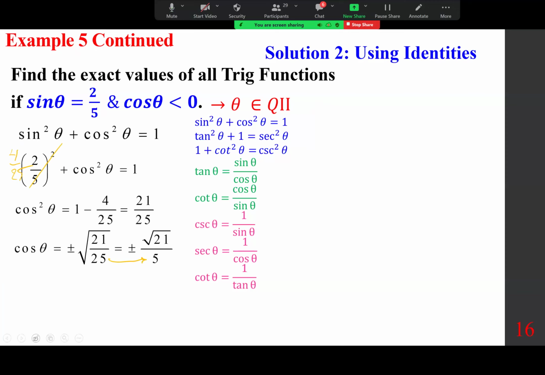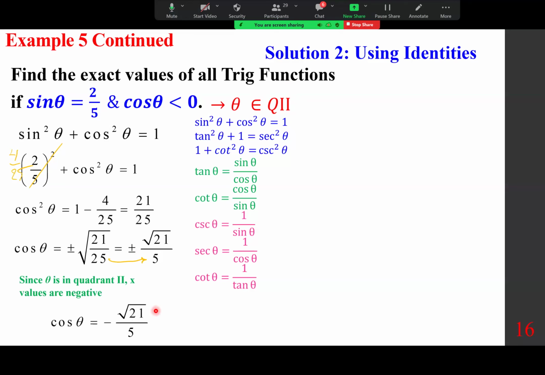Now again, is it positive or negative? You have to choose it accordingly. We proved that it's in the second quadrant. In the second quadrant, cosine is negative. In fact, it mentions it here. So you have to choose the negative one. So it's just mentioned here.